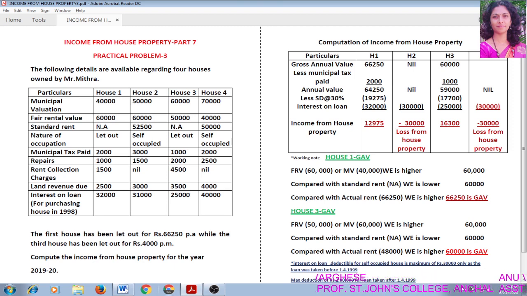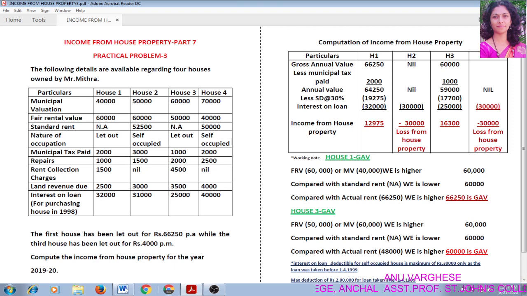Municipal taxes paid is given, repairs, rent collection charges, land revenue due, and interest on loan, that is for purchasing house in 1998. House number 1 it is 32,000, house number 2 it is 31,000, house number 3 it is 25,000, and house number 4 is 40,000. The first house has been let out for rupees 66,250 per annum, while the third house has been let out for rupees 4,000 per month. Compute the income from house property for the year 2019-20.